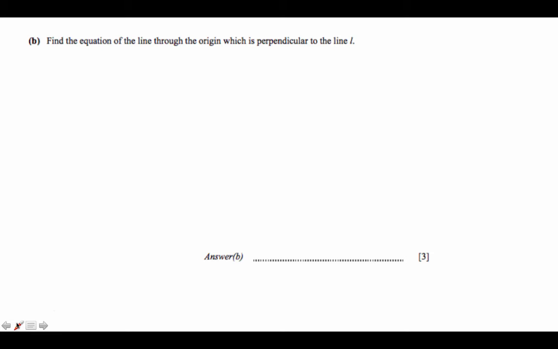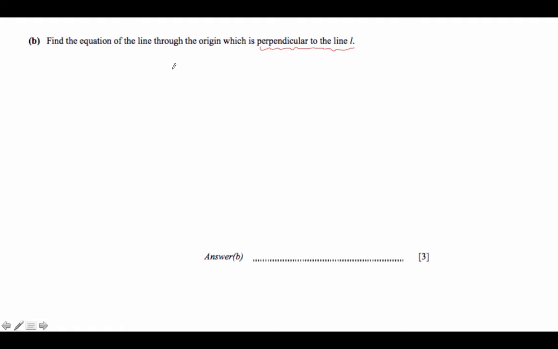Part B says find the equation of the line which is perpendicular to L and passes through the origin. Well, what do we know about perpendicular lines? Perpendicular lines, their gradients are negative reciprocals of one another. Well, let's have a look. We need the equation of the line L first.